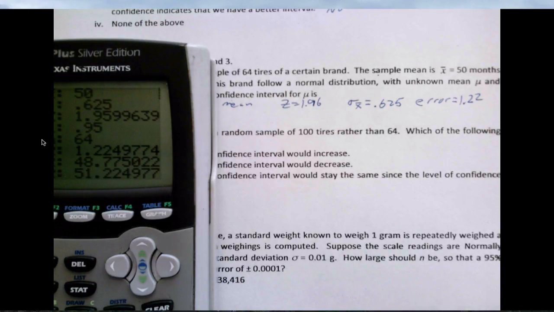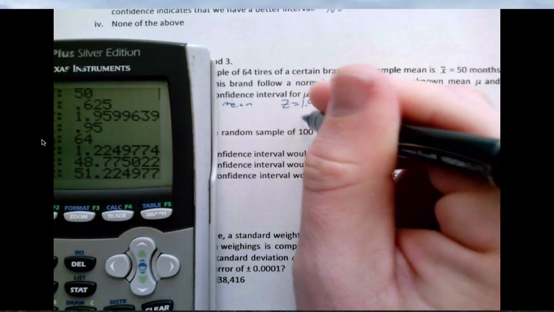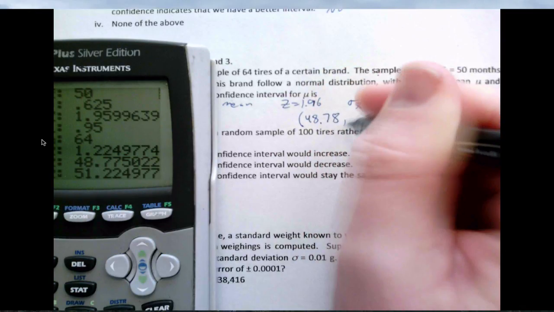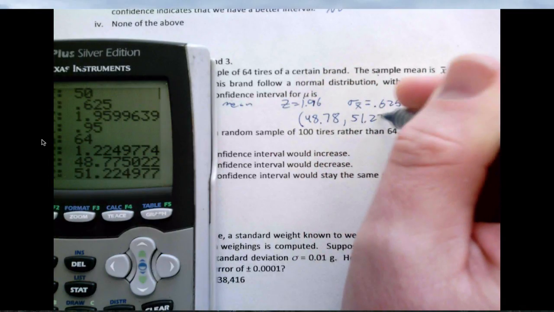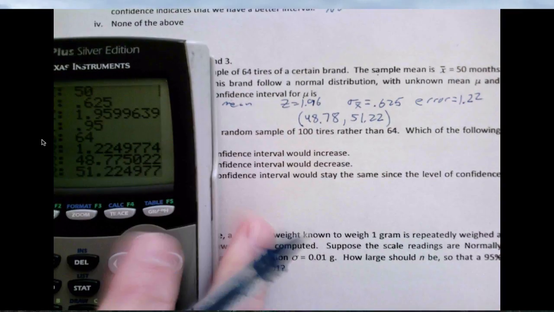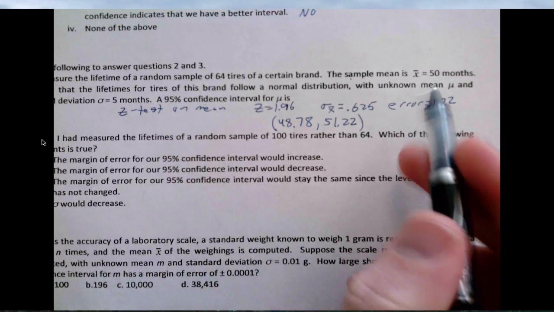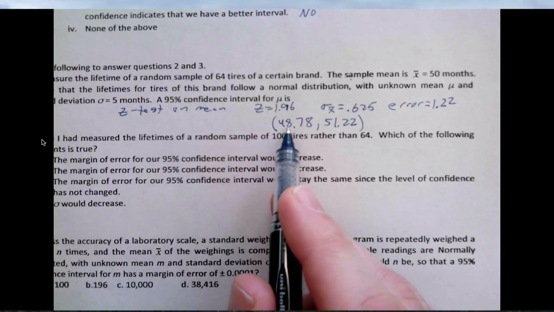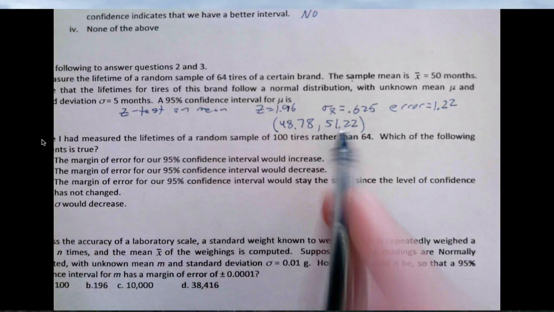Now that gave us an interval of 48.78 to 51.22. What that means is we are 95% confident that the true life of the tires in months is captured by the mean from 48.78 to 51.22.